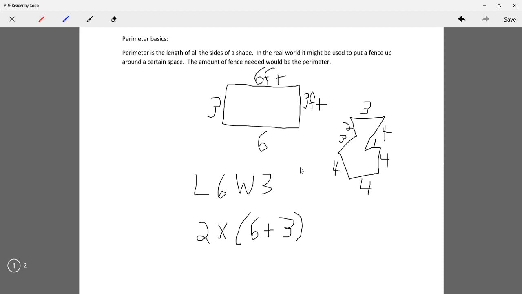So that's a basic overview of perimeter. We will go through area next. But basically, perimeter is pretty easy. You just add up all the sides.